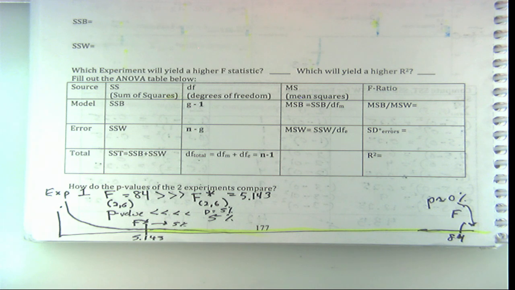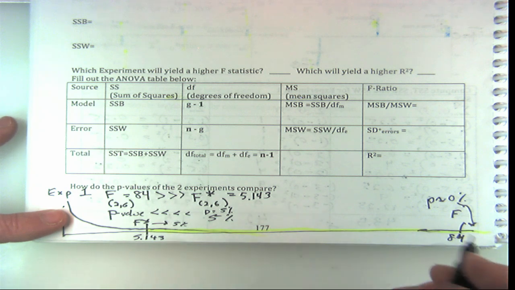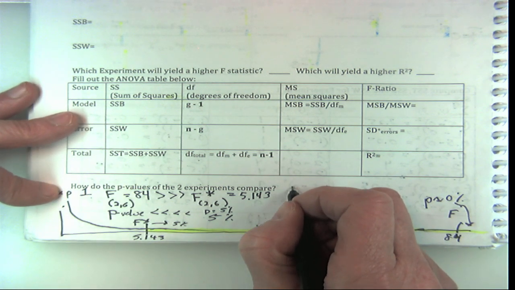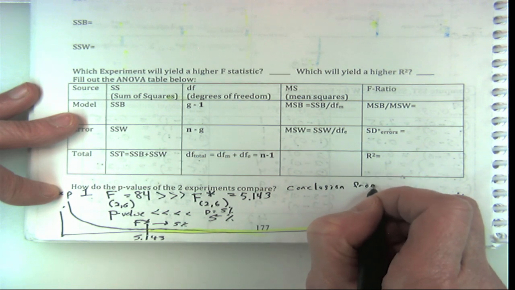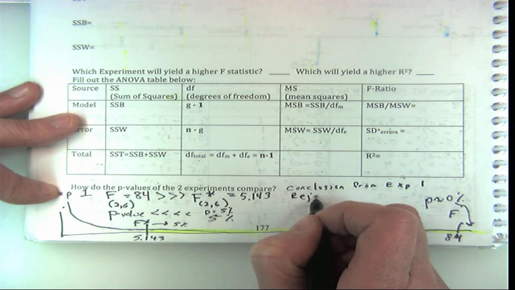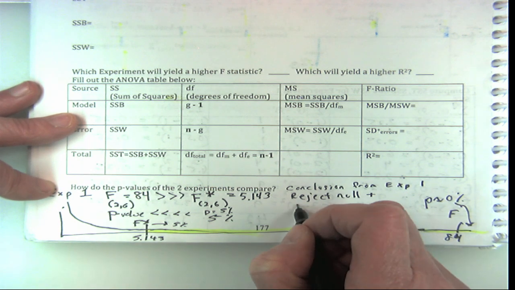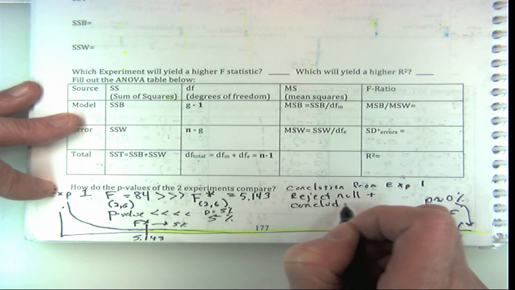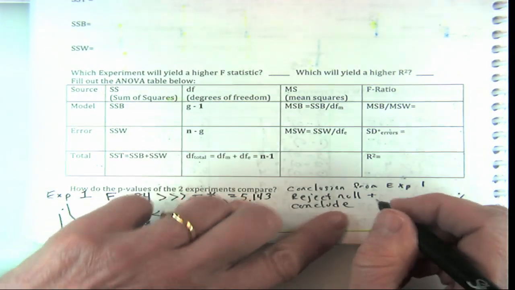So what would be our conclusion? Just what you thought, at least one of those. So we would reject the null. Our p-value is way less than 5%. So our conclusion from experiment 1 is to reject the null and conclude that not all those means are different in the population, that at least one of the drugs is really different.